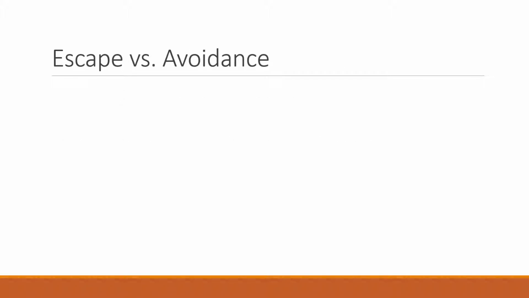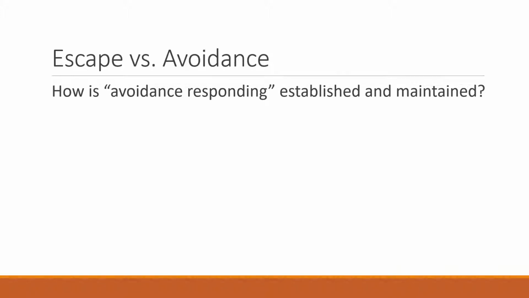Now let's talk more about the responses that are maintained by negative reinforcement. First, describe escape-maintained responses. Avoidance is a little more complex. Avoidance happens before an aversive event occurs. How the heck does that work? Well, it does require that the aversive event has been experienced in the past.